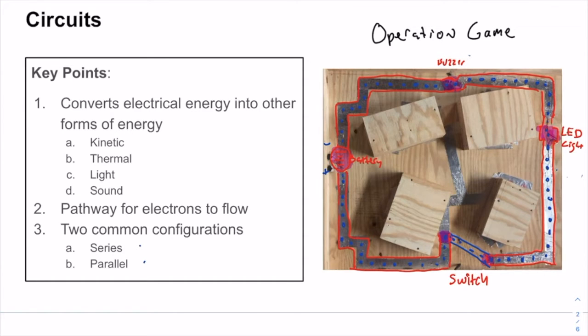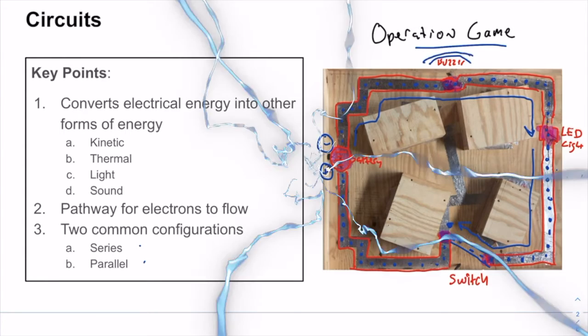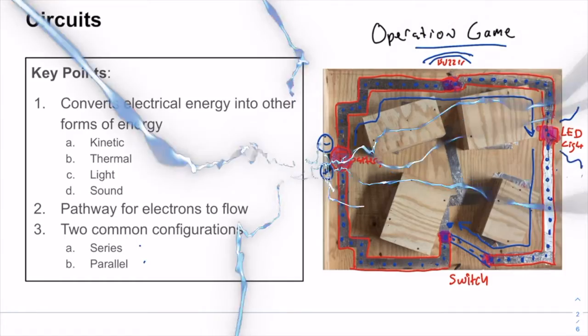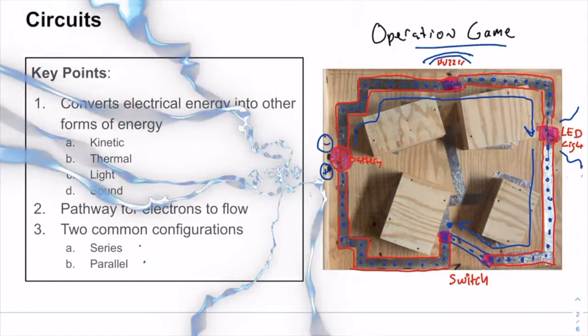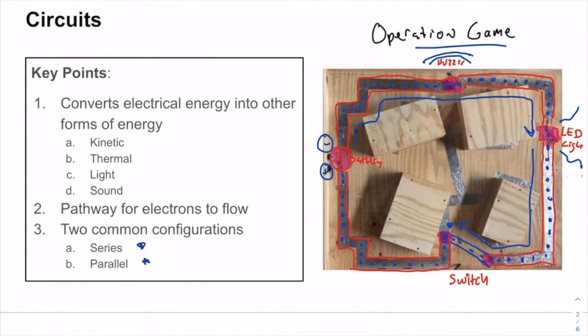Alright, so when we have a complete circuit, say this operation game, and we have touched our tweezers to metal, we've completed the circuit. There's now a path from the negative plate of a battery to the positive plate. Our electrons are going to flow through the circuit, and as they move, they're going to go through different devices. Our buzzer is going to convert some of the flowing electrons, or electric current, into sound energy, and then our LED lights are going to convert some of the kinetic energy of those electrons moving into light energy, photons, right? Okay, and so circuits are set up in one of two configurations, series or parallel.